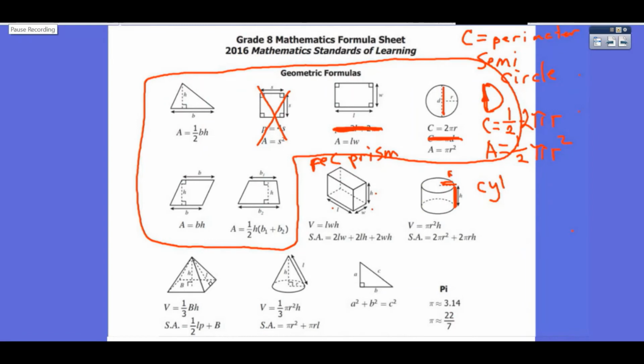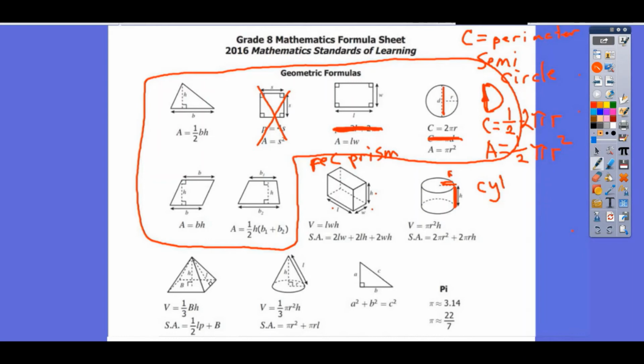Alrighty, let's get this done. We talked about a rectangular prism, we talked about a cylinder, and now we're going to talk about a square-based pyramid. So I'm actually going to write that over to the side. Well, maybe I will. If I actually have a pen, I can do that for you. We're going to talk about a square-based pyramid.